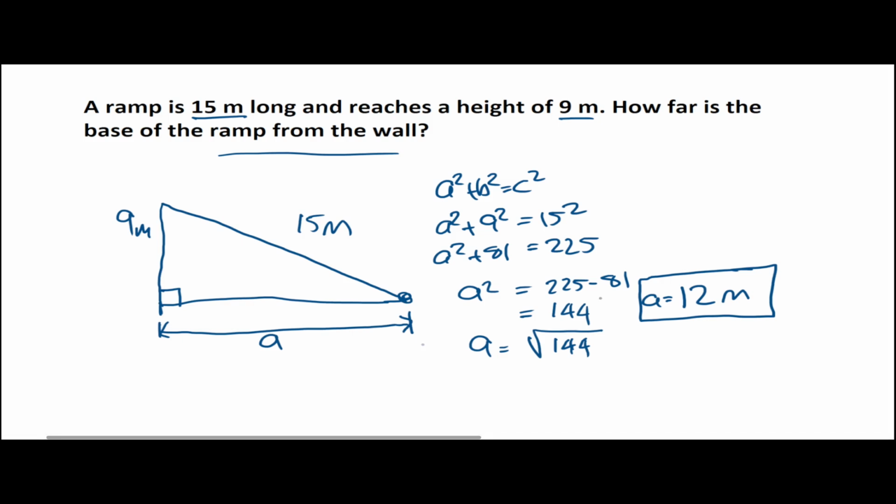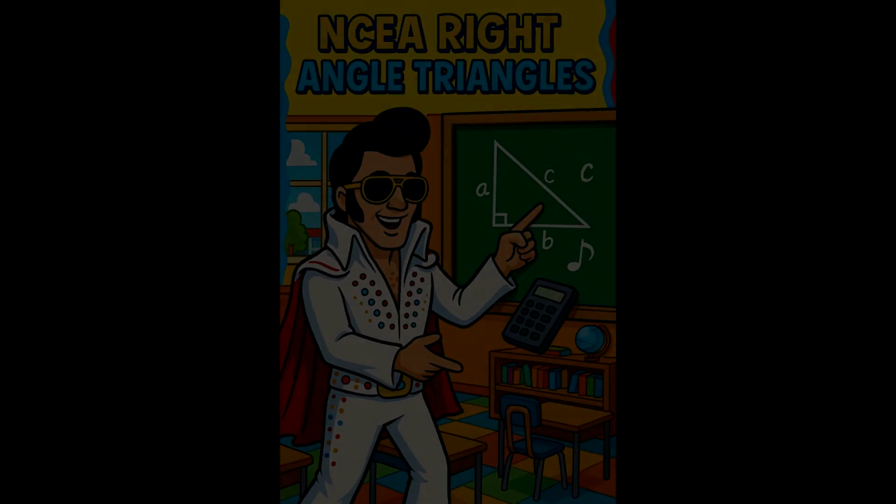Again, you couldn't put the square root of 144 equals minus 12. I mean, that's true, but again, it's a distance. It cannot be a negative number, so it's just the positive root of 144, and we're done.